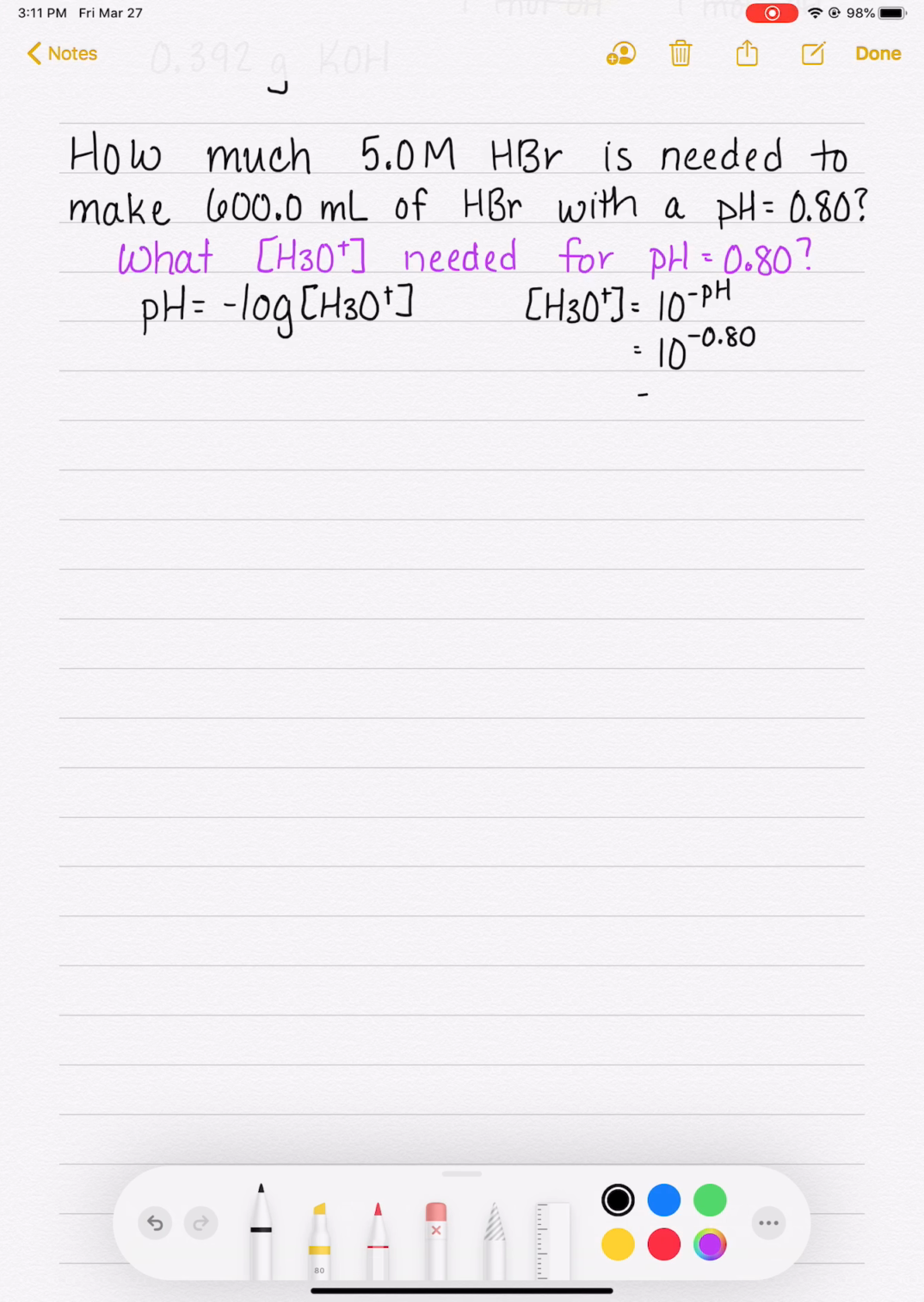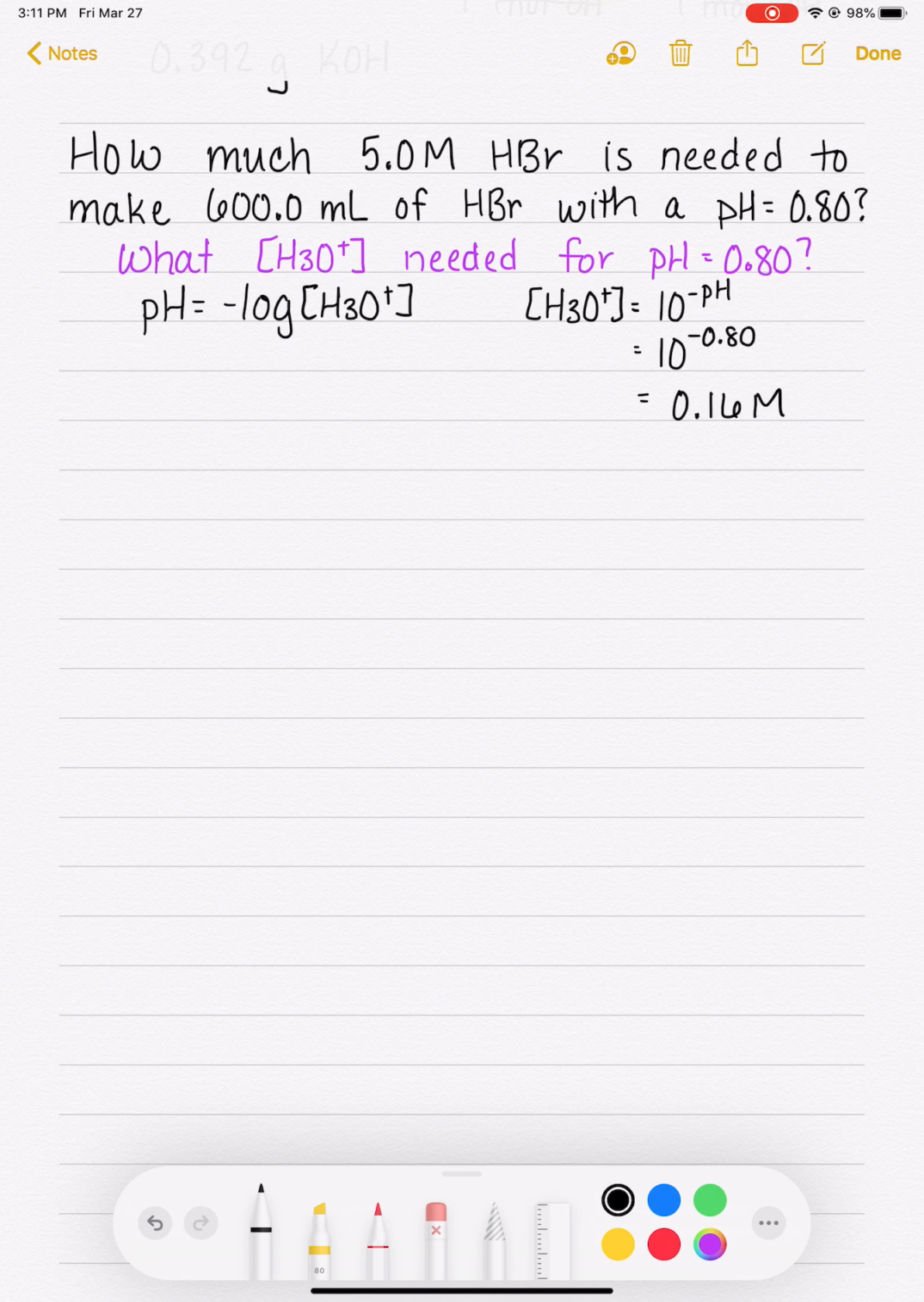The H3O plus concentration that we need is 6 point, oh, I forgot a negative sign. 10 to the negative 0.8. That's better. 0.16. That makes more sense than 6. So we need to make an HBr solution that has a concentration of 0.16.